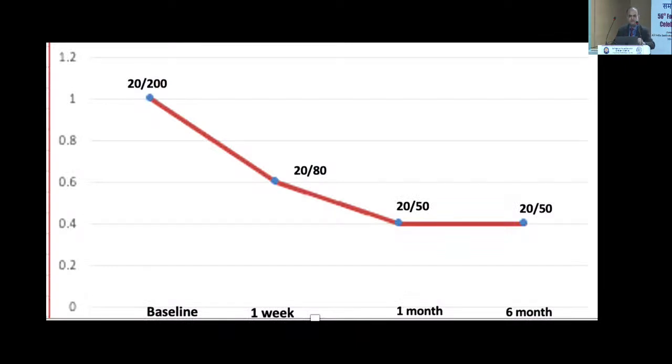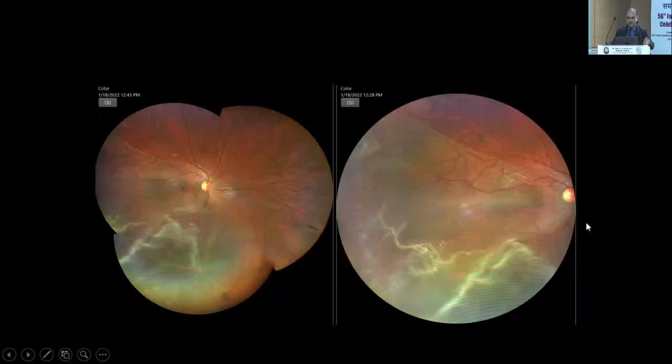So what we found was, and we have now done it in more than 50 patients, the visual acuity improved from 20/200 at baseline to 20/80 at 1 week, and at 1 month it was 20/50, which was maintained till the day of the last follow-up also.